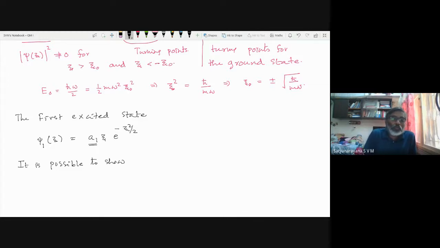I would recommend you to look at it from your previous semester's work on Hermite polynomials. It is possible to show that a general psi n of x will have some normalization constant, which I will call an, that depends on n, of course, into Hn of xi into e to the minus xi square by 2, where this is called the Hermite polynomial.